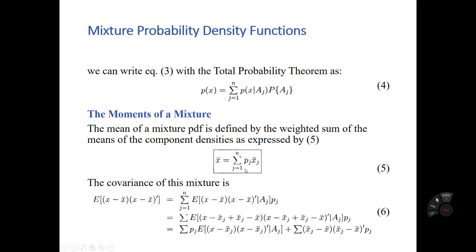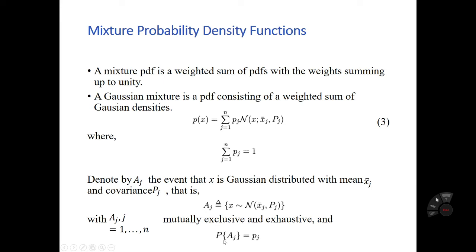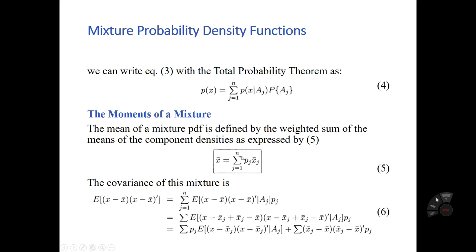So our mean value equals the sum of Pj and the mean value, where Pj is the probability of Aj, where the events are mutually exclusive and exhaustive. So this thing and the mean value. Okay, so Pj is a weighted sum of PDF, and this is calculated using some algorithm like a gamma filter.